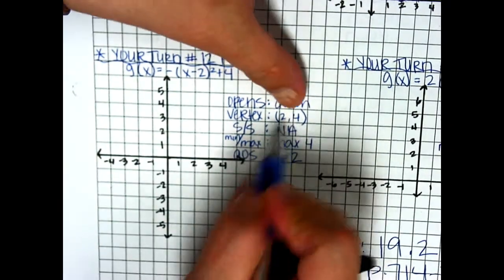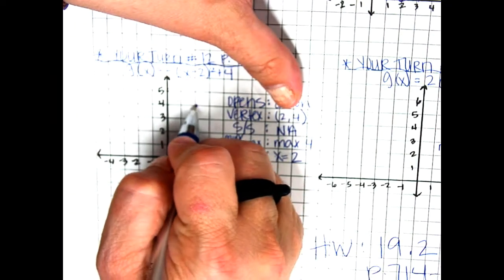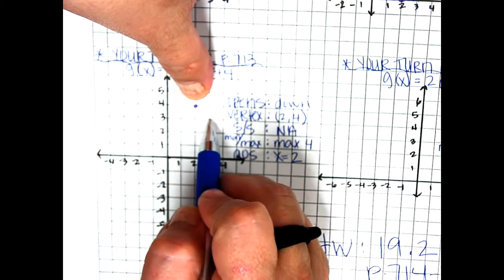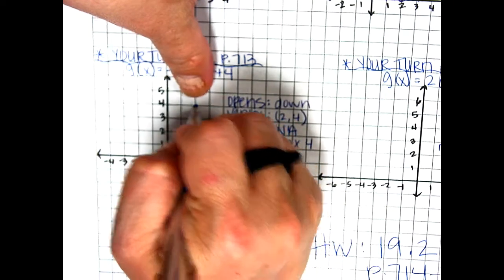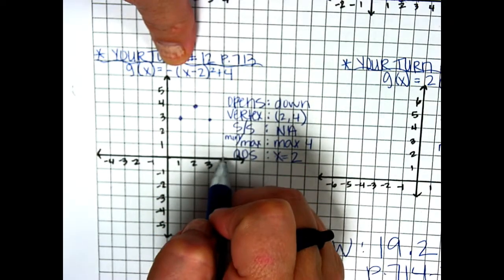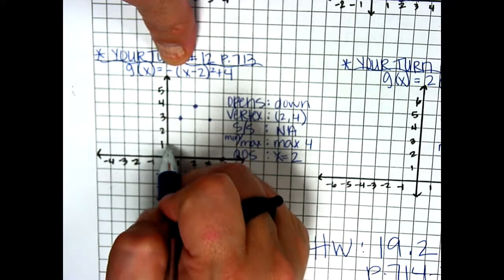Okay, so we're going to graph the vertex 2, 4. And it opens down, so we go out 1, down 1. Out 1, down 1. Out 2, down 1, 2, 3, 4. And out 1, 2, and down 1, 2, 3, 4.